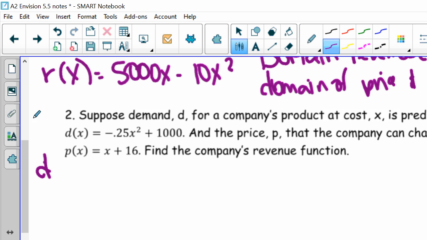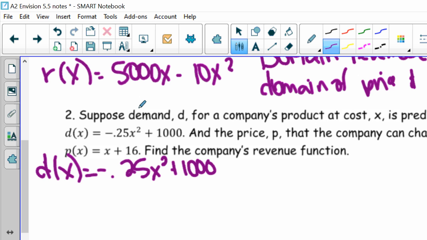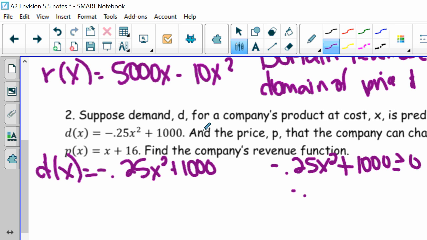So let's look at the demand function and talk about what our domain is going to be for the demand. Again, if it's demand, we know it has to be at least 0, right? So we're going to take negative 0.25x squared plus 1,000. That has to be greater than or equal to 0. So we can solve that. Then I get negative 0.25x squared has to be greater than or equal to negative 1,000. Divide by negative 0.25, so x squared, again, I have to flip my inequality sign, has to be less than or equal to 4,000.